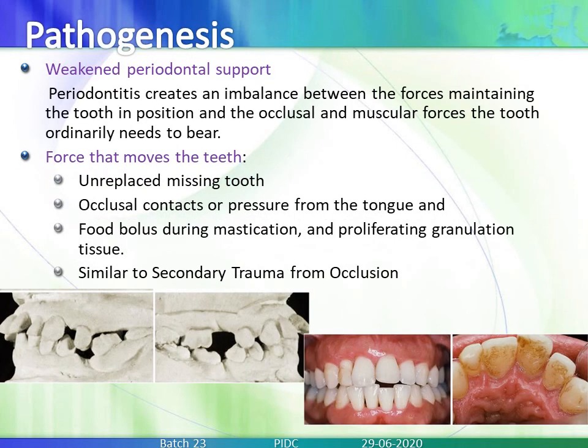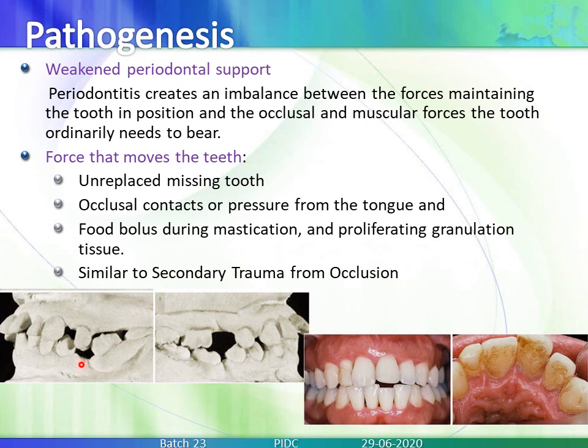Now, coming to the pathogenesis behind pathologic tooth migration, why does it migrate? What happens that it migrates? There are two important factors. The first one could be the result of weakened periodontal support. Periodontitis creates an imbalance between the forces maintaining the tooth in position and the occlusal and muscular forces that the teeth ordinarily need to bear. Because of periodontitis, there could be some amount of pathologic tooth migration.